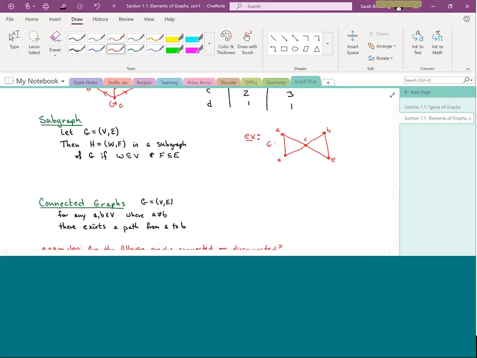So the endpoints, really both endpoints, of every single edge inside your new edge set must be in that new vertex set W. Okay? So you don't get to have an edge that only has one endpoint, not allowed, in other words.